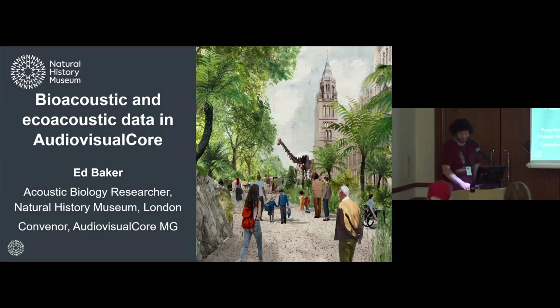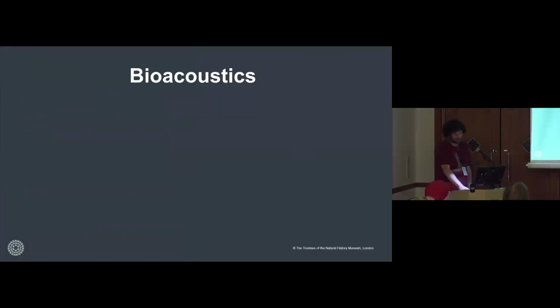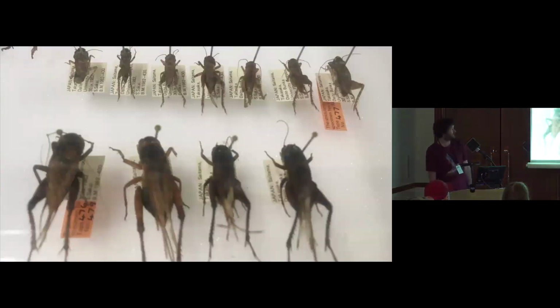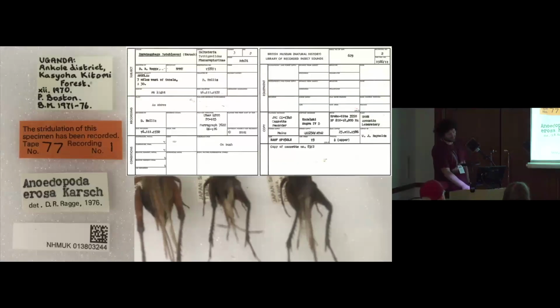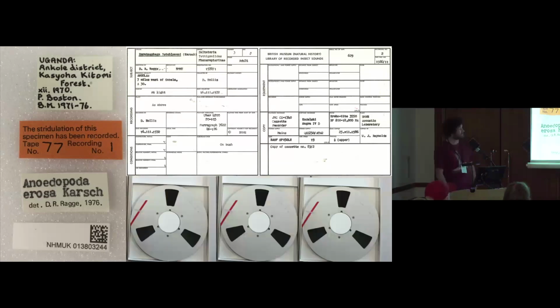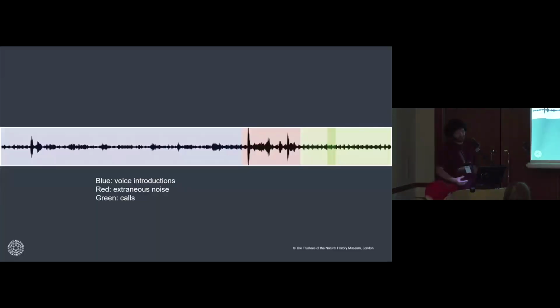So very quick run through of bioacoustics, ecoacoustics, and the difference. So bioacoustics, traditionally, at least in our sense, is quite akin to like specimen biology. So some things from our collection, the orange labels are things we've got sound recordings for. We also have some metadata about these sound recordings and lots of magnetic tapes. And this is kind of what we have.